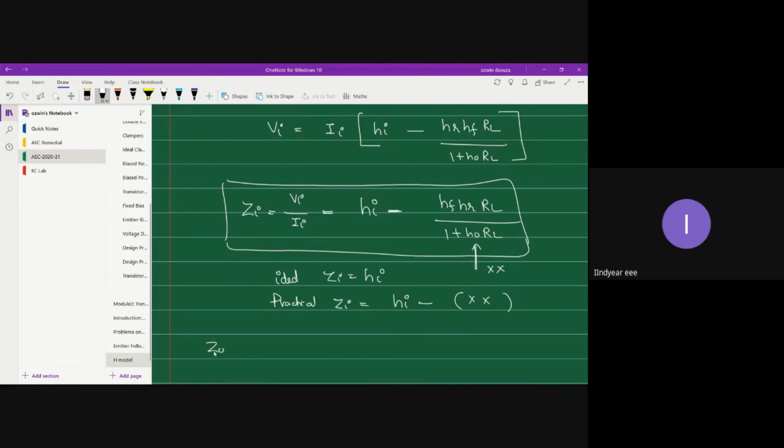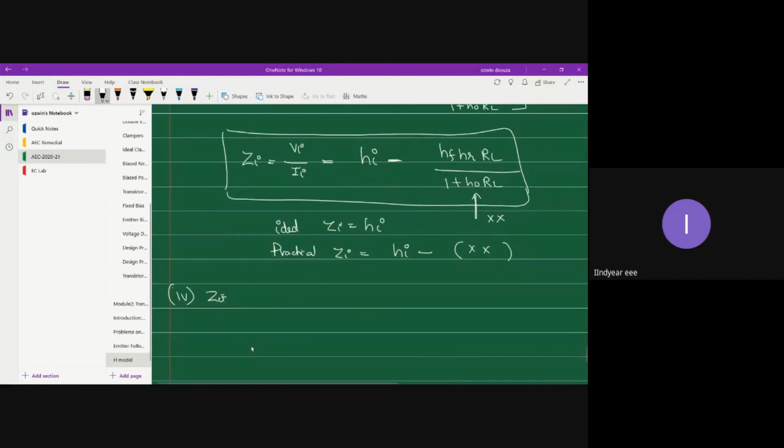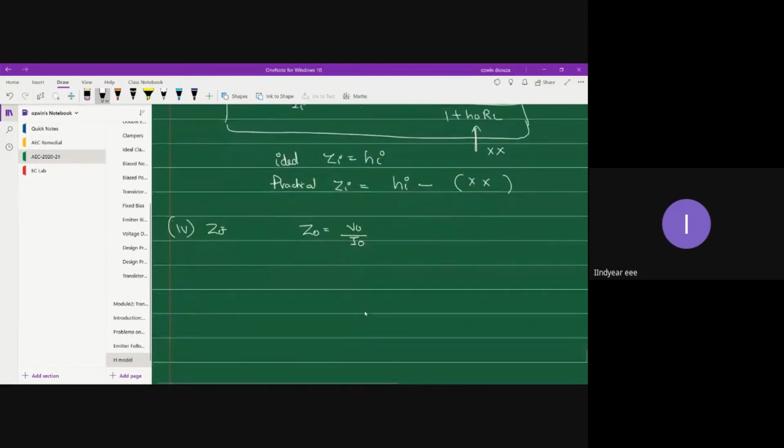Okay. So finally, we have our last hybrid parameter, Z naught. By definition, Z naught is V naught by I naught. So what we will do is apply Thevenin's theorem.